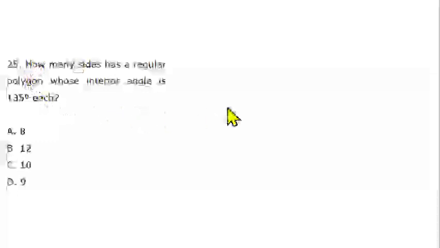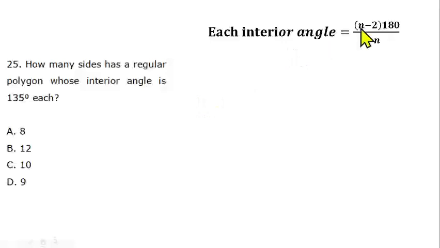Question 25 is from polygon. How many sides has a regular polygon whose interior angle is 135 degrees each? So each interior angle of a regular polygon is (n minus 2) multiplied by 180 over n. That's the value of each interior angle of a regular polygon. We have been given each interior angle, which is 135. So we have 135 equals this.